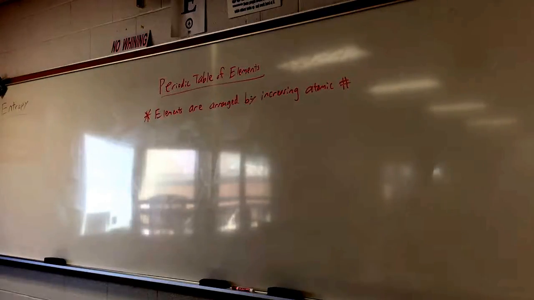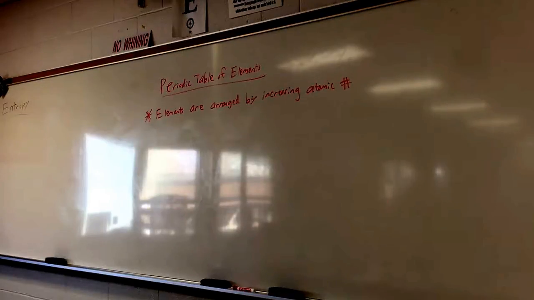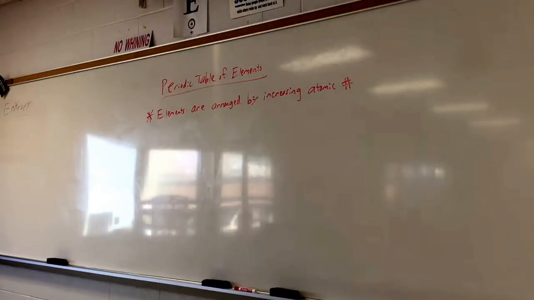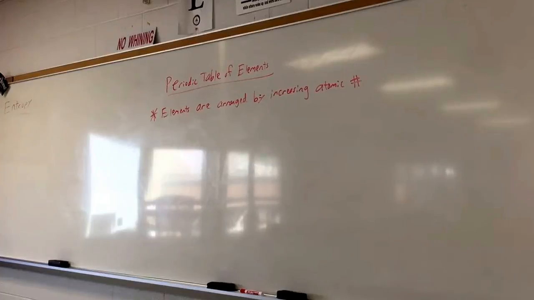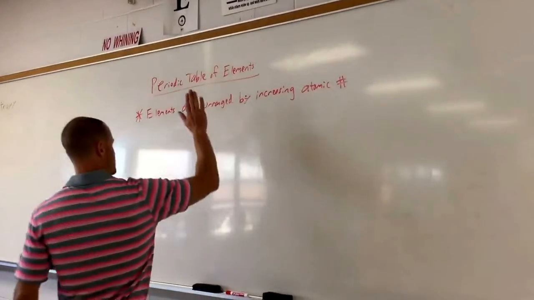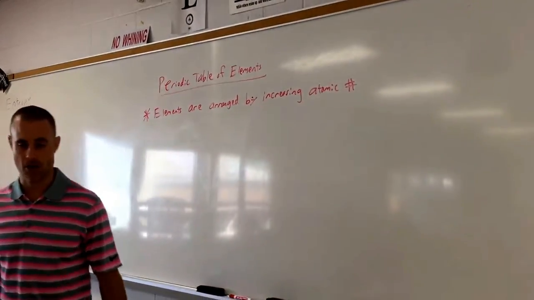So you already did groups 1, 2, 17, 18. Now we're doing 13 through 16. It just reminded me, that's why I took a little pause from the notes there. All right, so back up here. Elements are arranged by increasing atomic number.